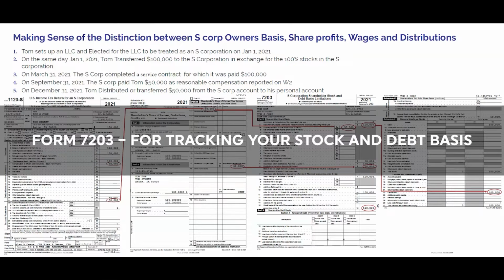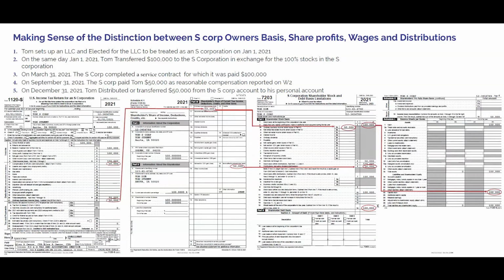We'll use the 7203, which is used to track your basis. And then we'll also use your balance sheet, which also helps you in tracking what your basis is and what the assets, liabilities, and equities in the S Corp are. So this one is going to be a very simple one. We'll start laying out the facts.